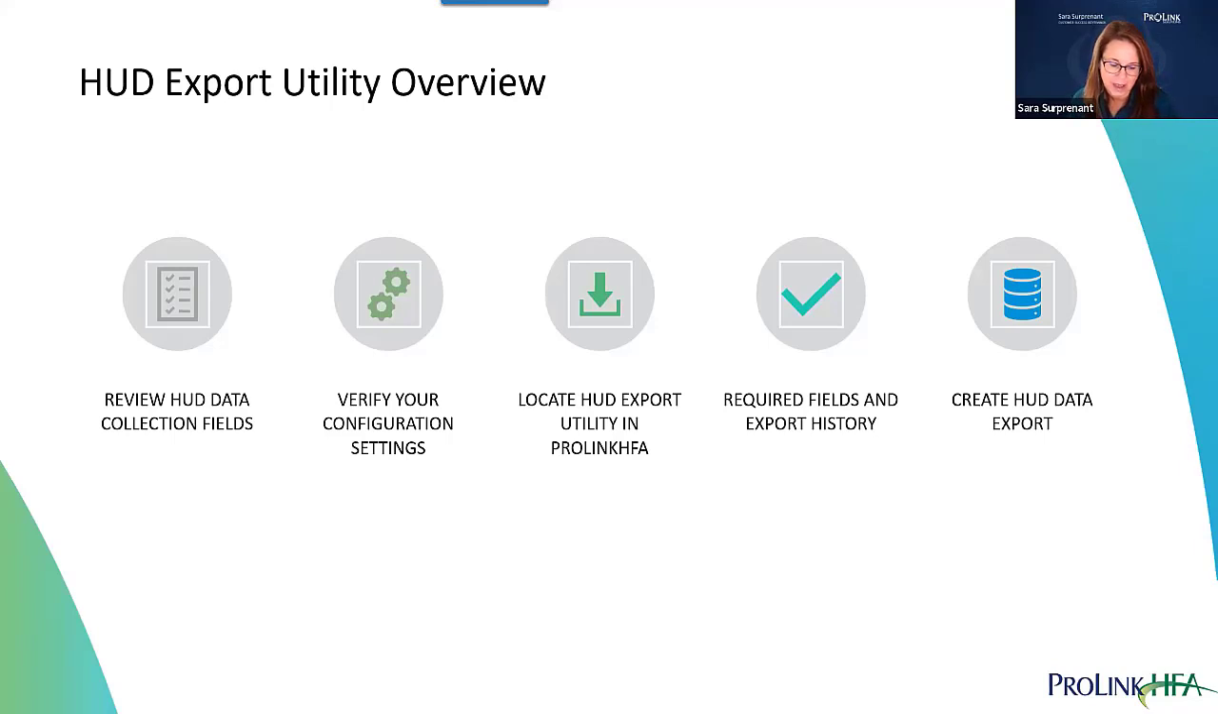So that's the first step, putting some data at the TCA level, so it is tied to your property. If your data has been entered correctly, then we have to verify your configuration settings are correct for your HUD reporting information that will get populated in those files. Then we will show you where the HUD export utility is in ProLinkHFA, which most of you do know. We'll talk about the required fields and how to use the export to generate your files and create the data that you're going to need to upload to HUD.